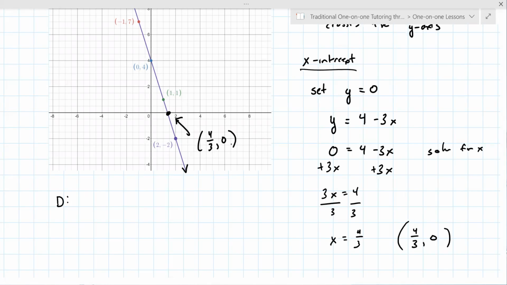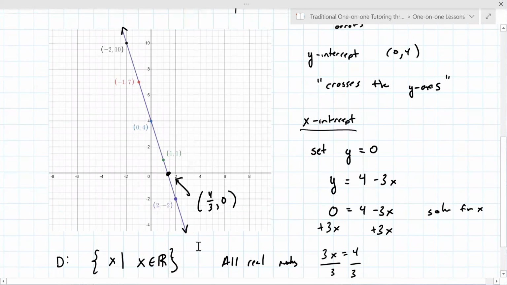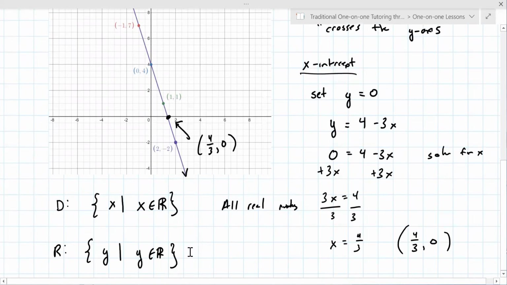Okay, so your domain is this, and I think we talked about this idea that you don't really need to know what this is, you just need to know how to write it. This means all real numbers, everything is good. The range is different. It's y this time, and it's also all real numbers. And here's why. It goes up forever, it goes down forever, it goes left forever, it goes right forever. And that's why this is okay. Oh, real numbers. Okay.